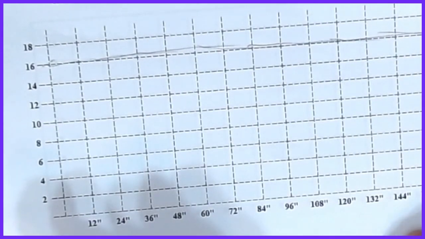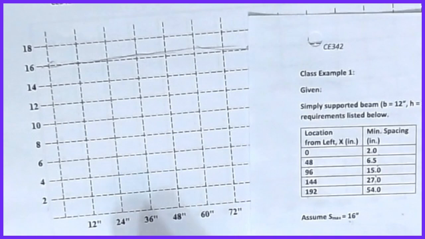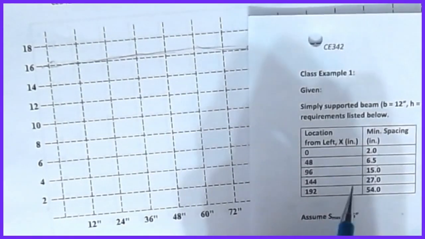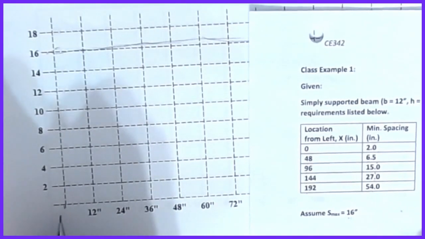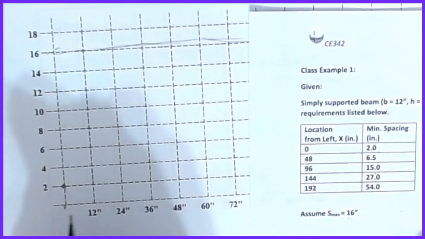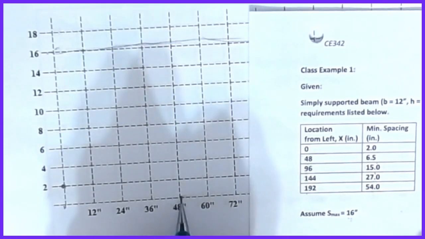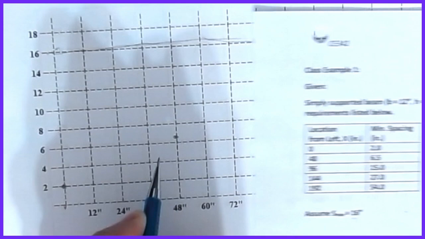The next points come from my minimum spacing tables. If I put this over here where you can see it, and again you can generate this data from the equations yourself, at 0 inches, which is here, we had a spacing of 2, so I'll put a dot there. At 48 inches, which is this point, we had 6.5. So now we're somewhere right there.